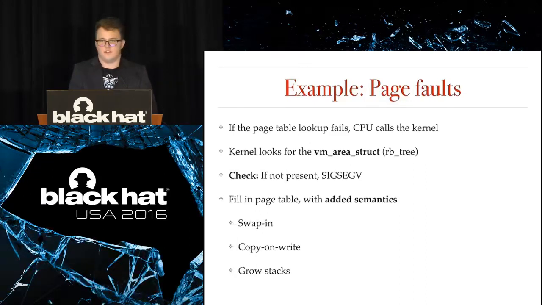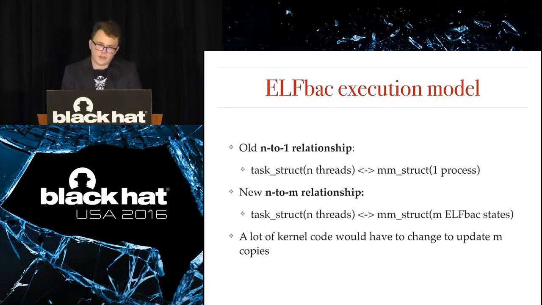Similarly, over time, the Linux kernel has acquired many different features that are hooked in on this page fault handler, such as swapping memory in and out, implementing copy-on-write, and growing stacks and heaps. ELFBAC changes the data model that I mentioned earlier, where there is an N-to-one relationship between tasks and address spaces, to an N-to-M relationship. So suddenly a task can have different address spaces depending on what particular phase of execution it's in. And ordinarily, because this is a data structure that's very central to the Linux kernel, a lot of different kernel code and a lot of drivers would have to be changed to update all of these M copies.